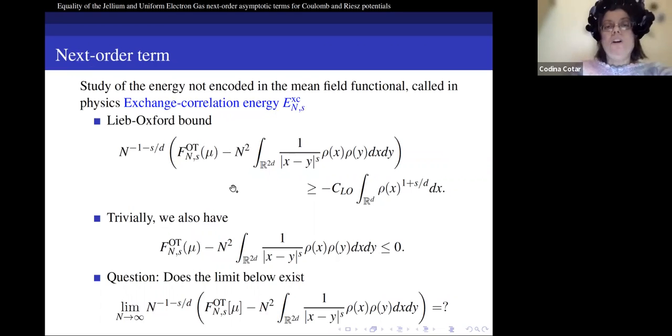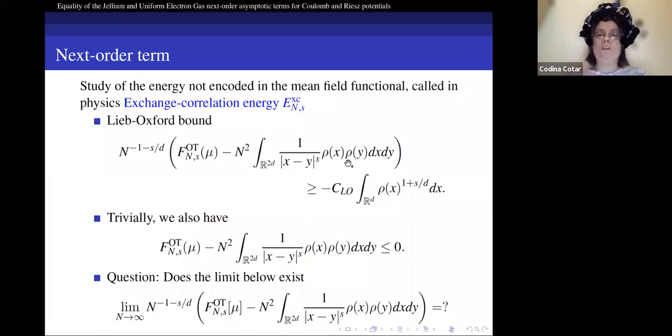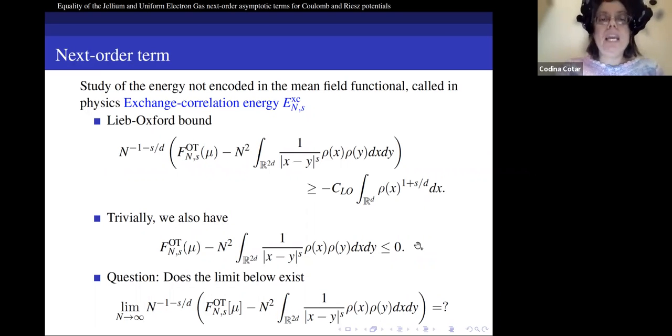Now, trivially, we also have that this exchange correlation energy is bounded from above by zero. That is because I can, for example, take the product measure as a competitor in the optimal transport problem, and then I will get zero as an upper bound immediately. So once I have a lower bound and an upper bound, there's a natural question to ask: does this limit exist? Can I say anything about this limit? If it exists, what kind of properties does it have?